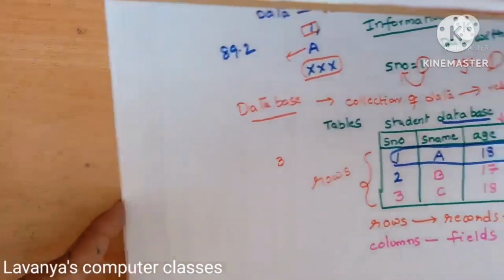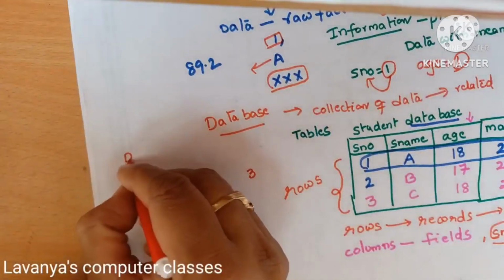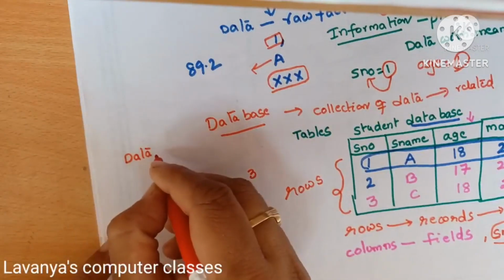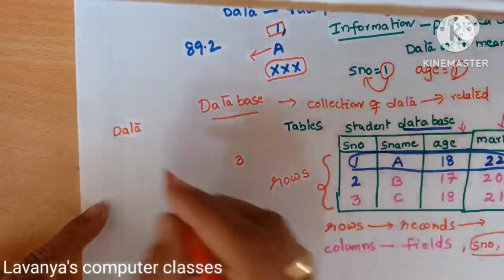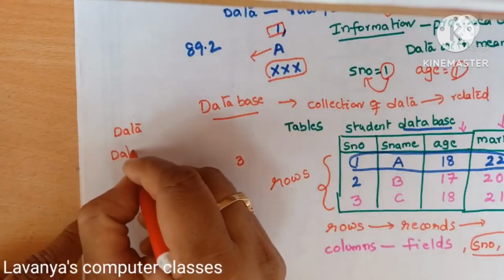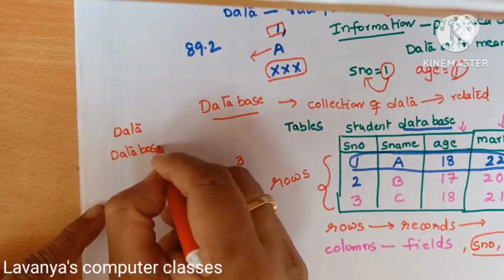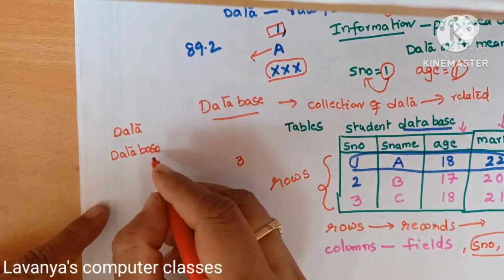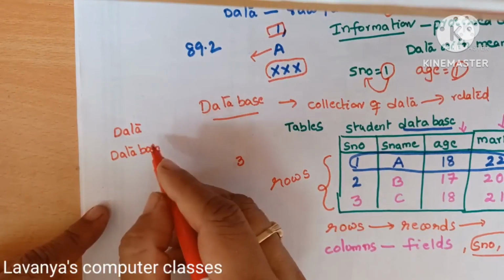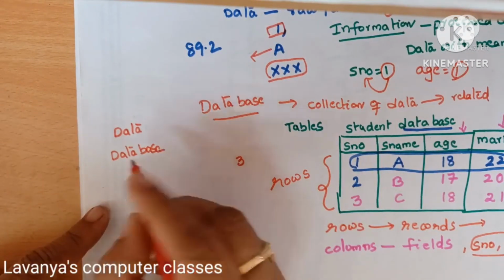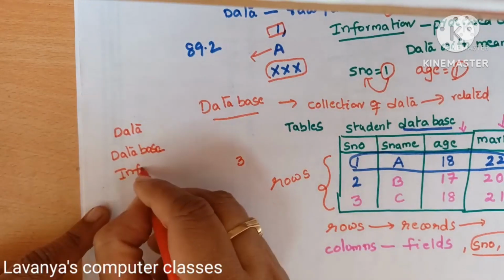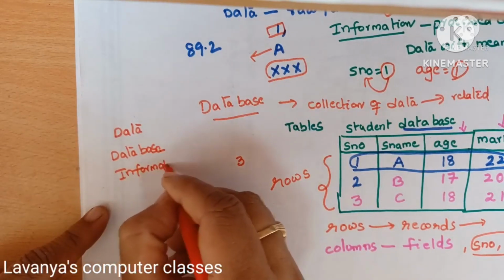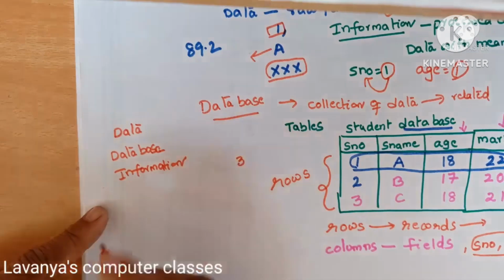So, what are the terms used here? What is data? Any raw fact is known as data. Next, database. What is a database? A collection of processed data. A collection of all the data stored in one place is called a database. What is information? Data with meaning is known as information.